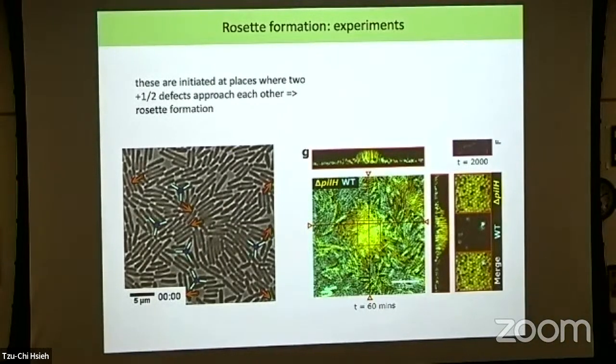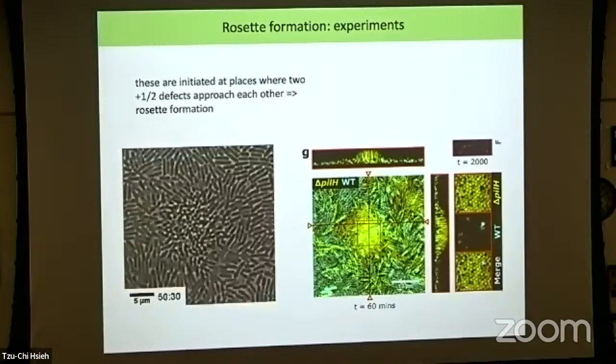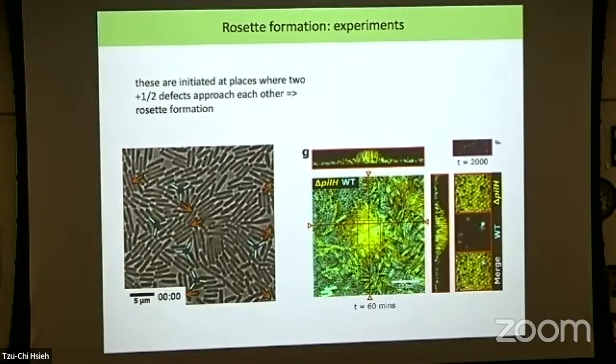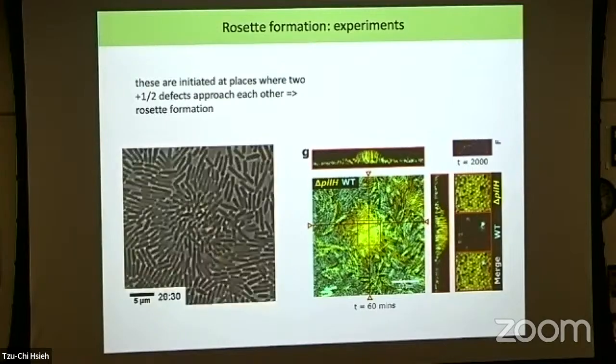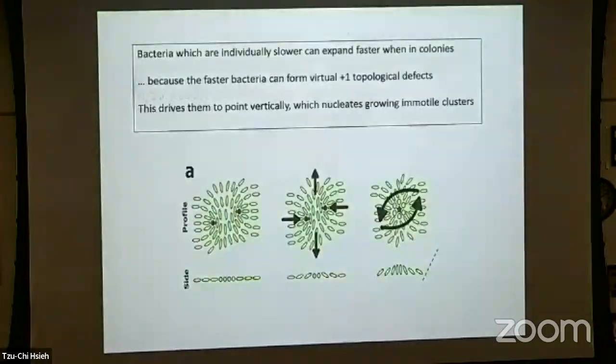Let me show you the movie, which is one of the most beautiful movies, but actually looks not very beautiful. Those are these guys forming in the middle, and these are the color-coded versions of that. Let me play it again. And then that is just a summary.